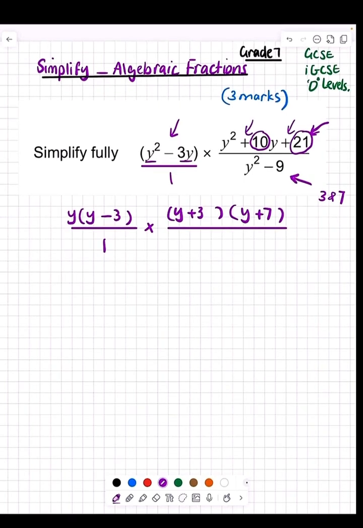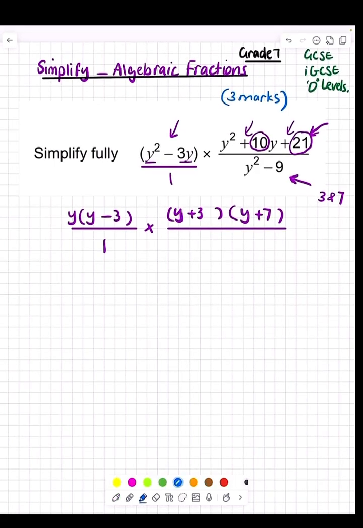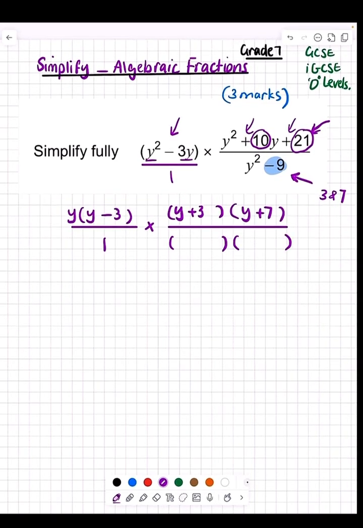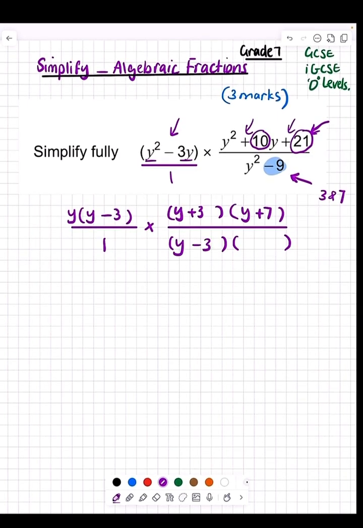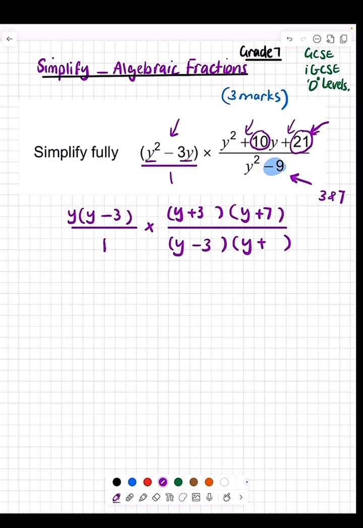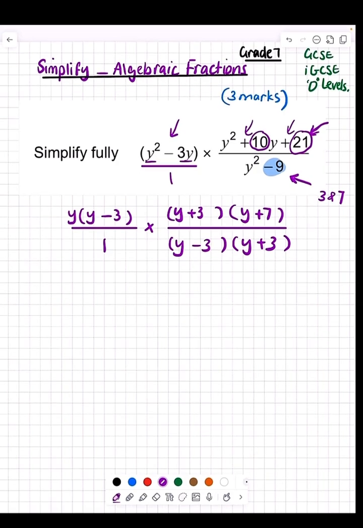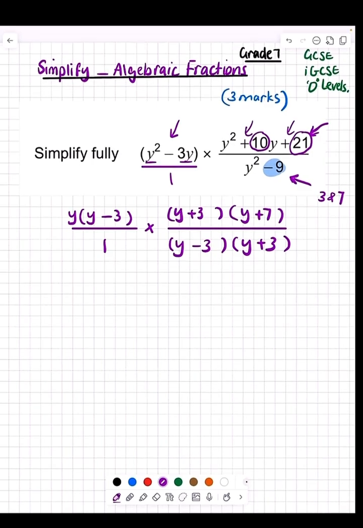Now, if you look at the denominator, we got y squared minus 9. And now 9 is a square number. So look out for questions like these ones, because this will also go into two brackets. And it's called a difference of two squares. So it would be y minus 3 and y plus 3. Now that everything is factorized, we start cancelling things down.